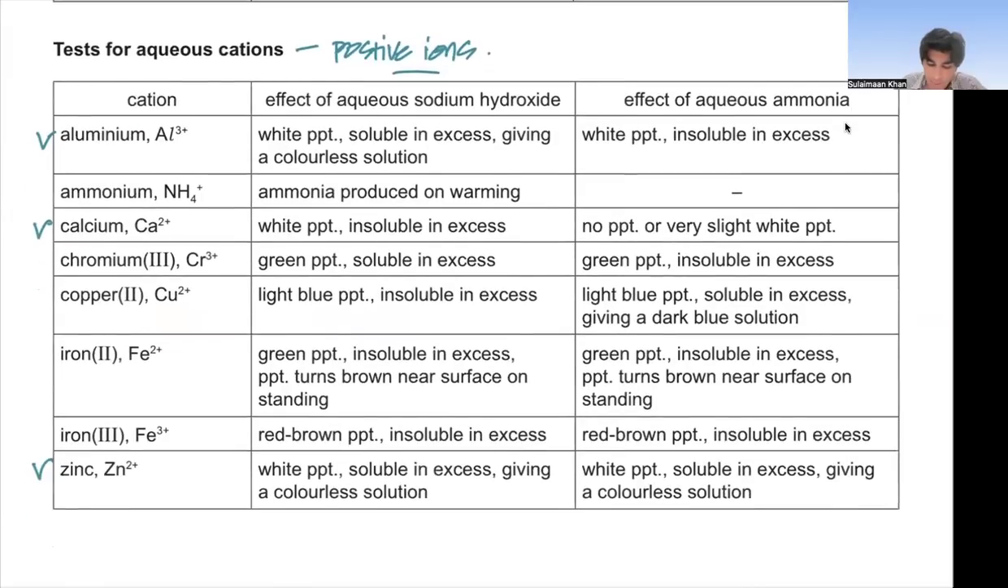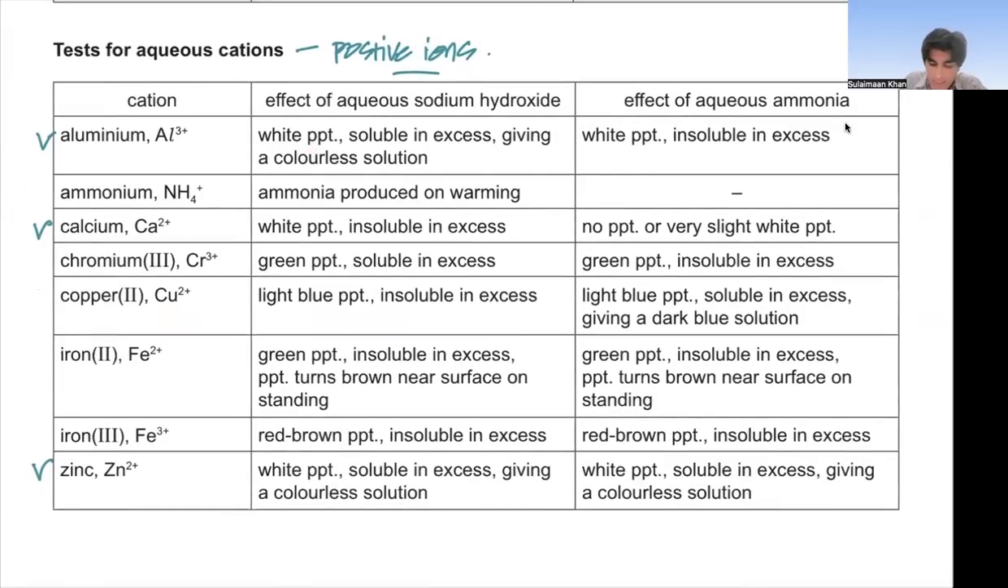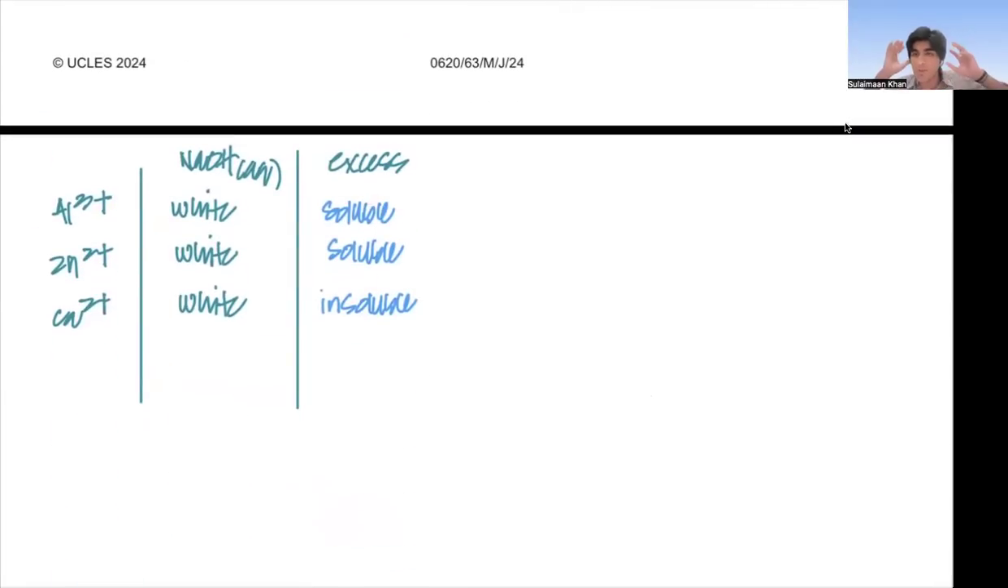And he has given this to you. Please remember, look at this: white precipitate, soluble in excess, giving a colorless solution. So he's given this to you, but I want you to just consolidate this in your brain to be able to quickly answer questions, right?